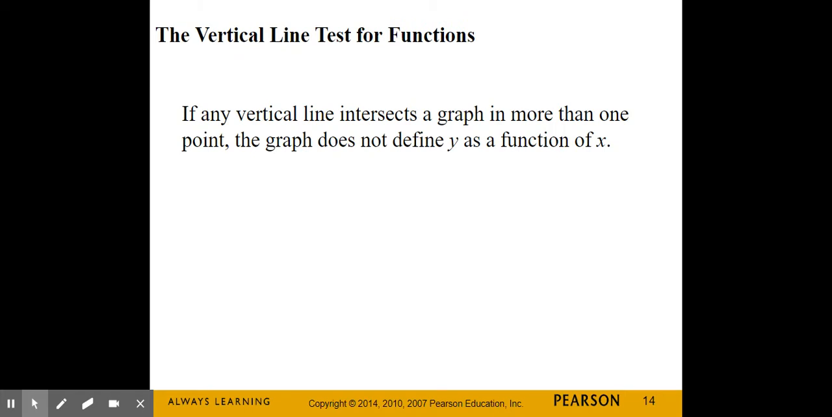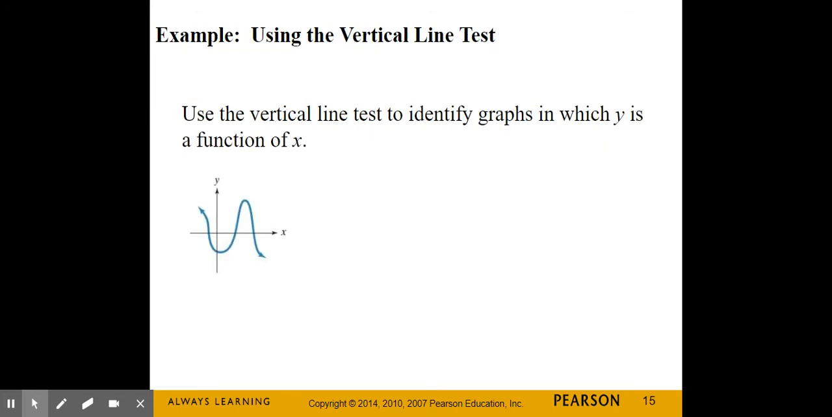Vertical line test for functions. If any vertical line intersects a graph in more than one point, the graph does not define y as a function of x. So all the different things we're talking about, whether something is a function or not, it's for a given x, is there more than one y? A vertical line test is testing the same thing. It says use the vertical line test to identify graphs in which y is a function of x. If I draw a vertical line anywhere on this graph, you're not going to touch it more than once. So this one is a function.